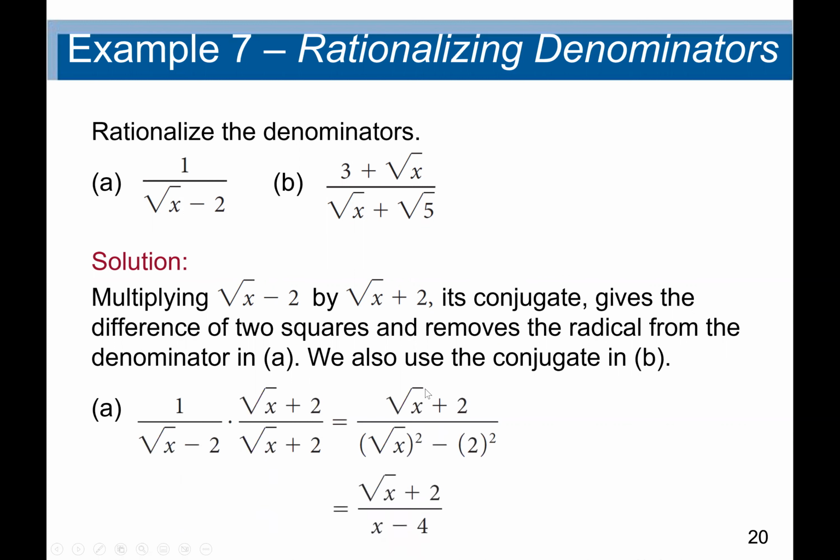So let's see if we get the answer. That's what we have here: square root of x squared minus 2 squared. So our answer will be square root of x plus 2 over x minus 4. This will be the final answer because the question said we should only rationalize the denominator. So we have to remove the square root signs from the denominator.